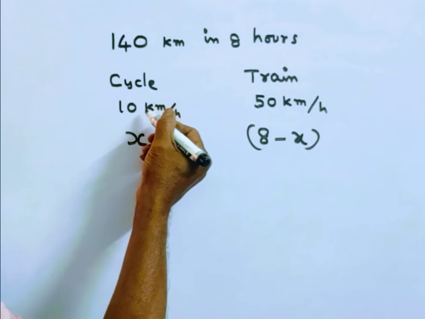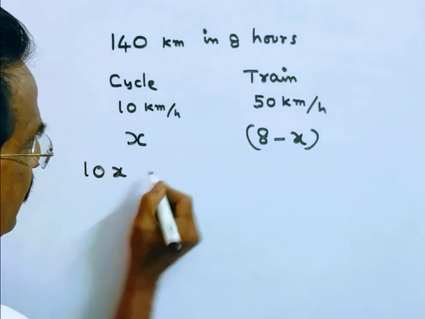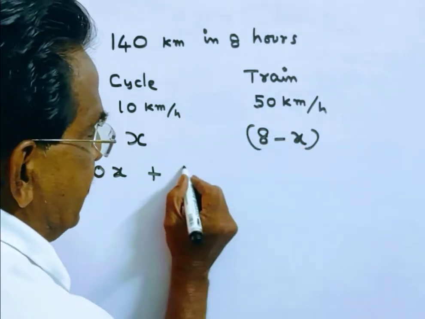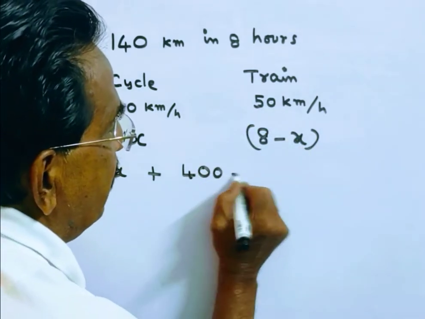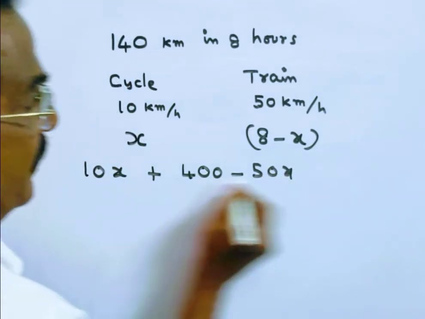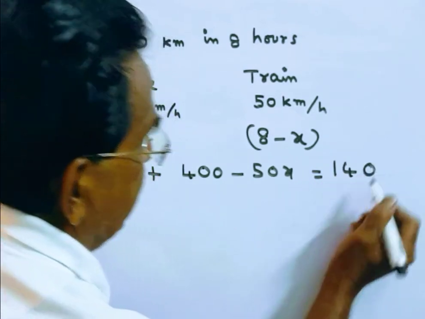Friends, now the distance traveled by cycle is 10 into x, 10x. This is the distance traveled by cycle. 50 into 8 minus x, 400 minus 50x. This is the distance traveled by train. This plus this is equal to the total distance, 140 kilometers.